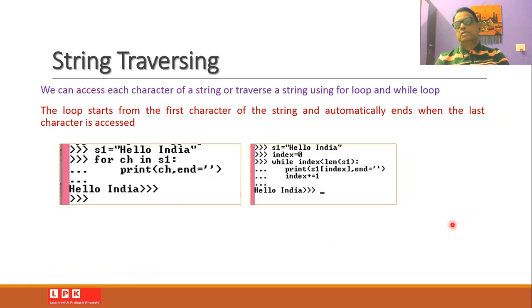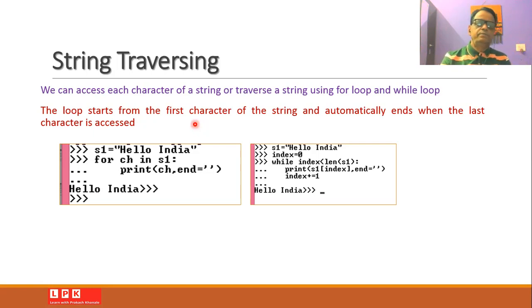We can access each and every character of the string, and such an operation is called a traversing operation. Whenever we want to traverse the string, that is, visit each and every element of the string, for that we need to make use of a for loop, or we can make use of a while loop. The loop starts from the first character of the string and will automatically end when the last character is accessed.